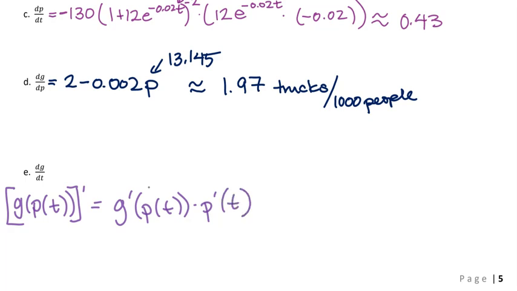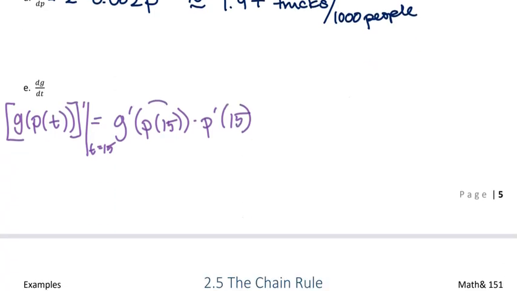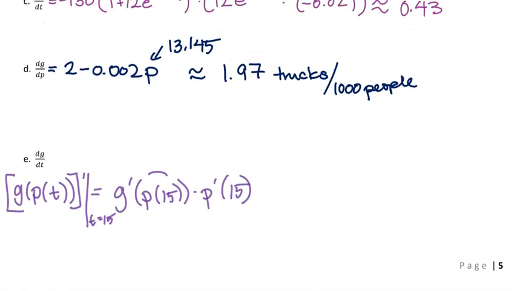So again, we have to be really careful. We will use g prime, but we won't be plugging in 15. 15 is a t value. We'll be plugging in p of 15, which is our 13.145. So if we want all of this when t equals 15, we can just fill that in over here. So you just have to recognize when you get to the composite one where you have to plug one function into the other. And in that situation, we need to apply the chain rule.